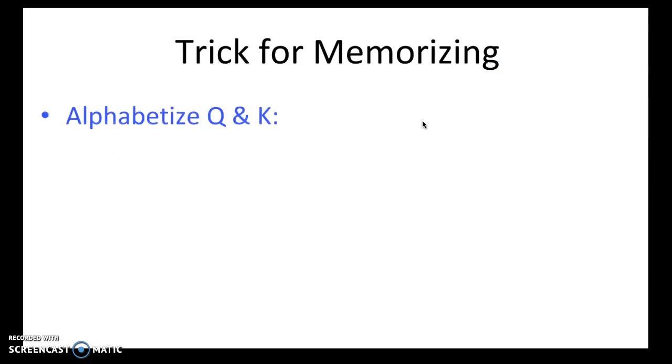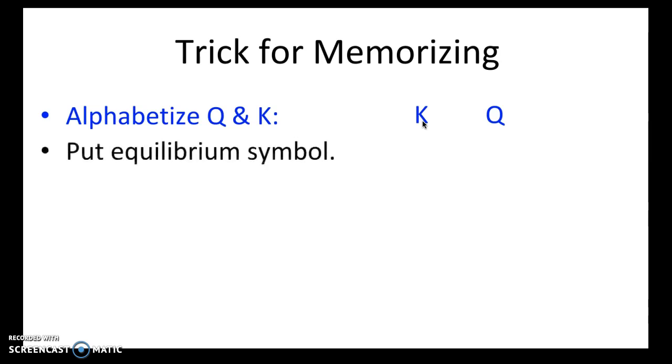So what's a trick for memorizing the direction of the shift? First thing you're going to do is alphabetize Q and K. So if you write Q and K in alphabetical order, K is going to go first and then Q. And just write them next to each other. Second thing is you're going to put in your equilibrium symbol. So remember with the equilibrium symbol, the mouth is going to face whatever is larger. So let's say we're in a situation where K is greater than Q. Our value for K is greater than Q, so I'm going to have my mouth facing the K.